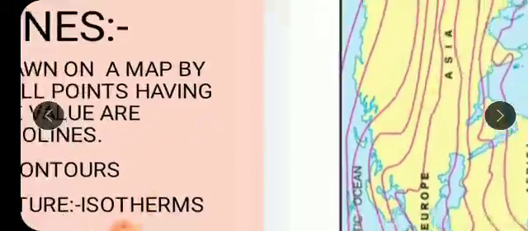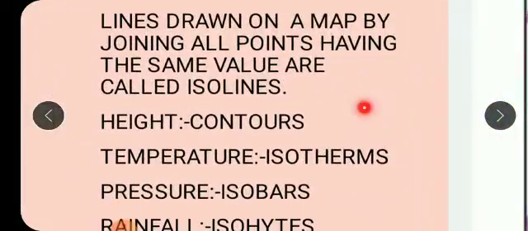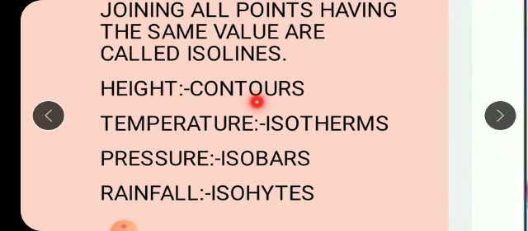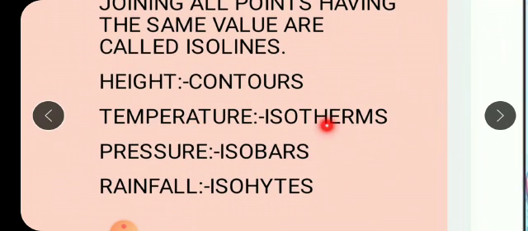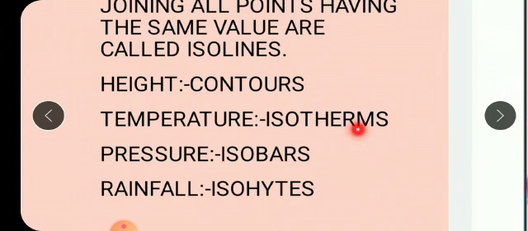These are the isolines, but different names we have given for these isolines. For height, the name is contours. For temperature, the name is isotherms. The meaning of therms is what? Temperature. For the pressure, the name is isobars. And for rainfall, the name is isoheights.